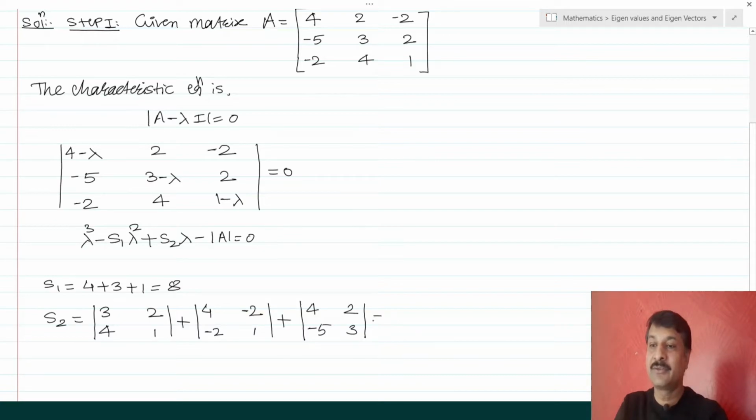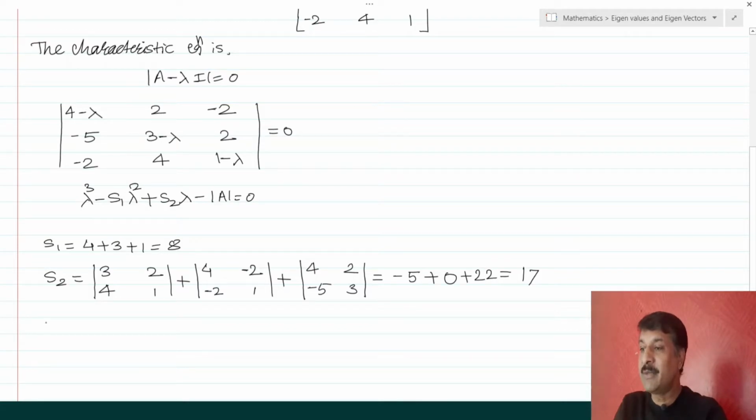So find it. That is equal to 3 minus 8, minus 5, 4 minus 4, 0, and 12 plus 10, 22. So solve it, and I am getting here minus 5, 0, and 22, and that is nothing but 17.